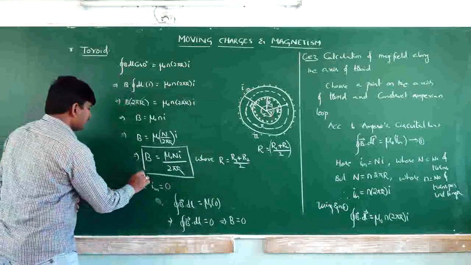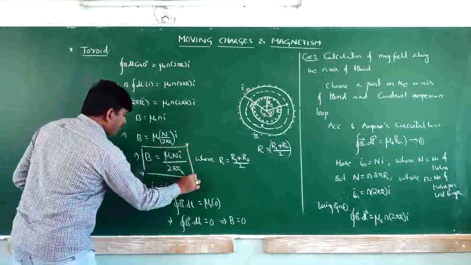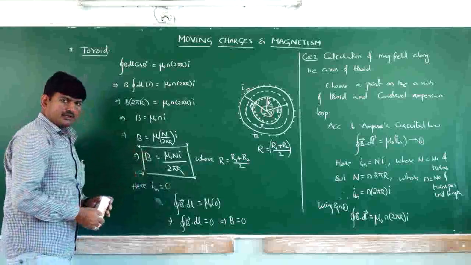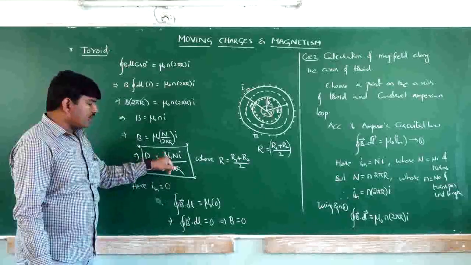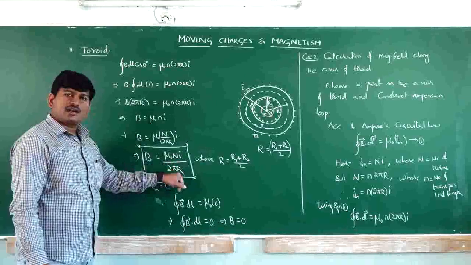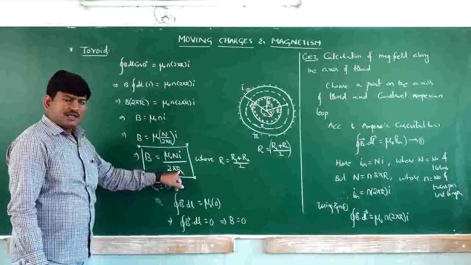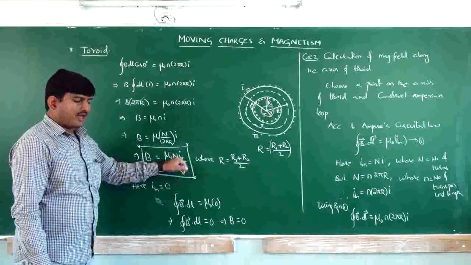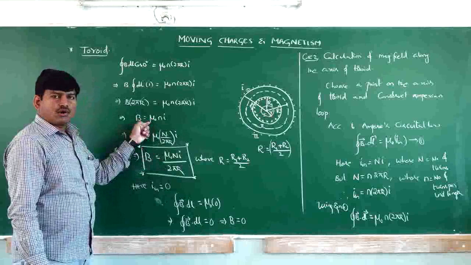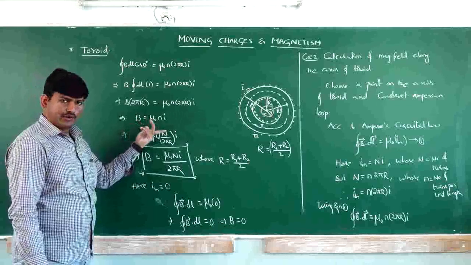So, this is the formula for the magnetic field due to a toroid. The magnetic field due to a toroid is mu naught N I divided by 2 pi r, where r is the mean radius of the toroid, N is the number of turns of the toroid, I is the current of the toroid, and this formula is analogous to what? The magnetic field inside the solenoid.